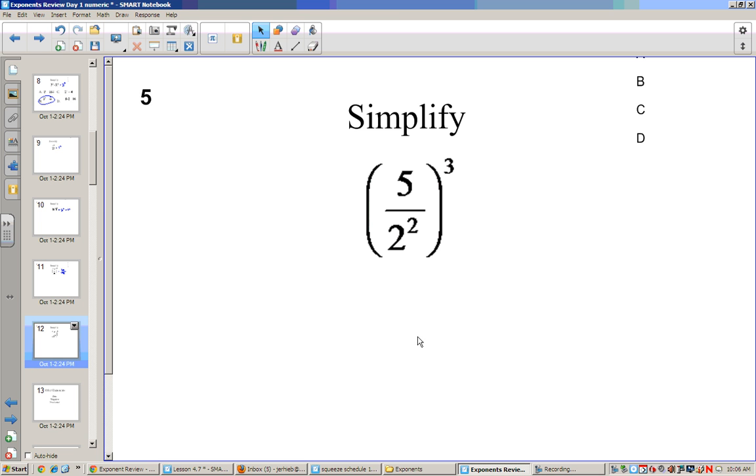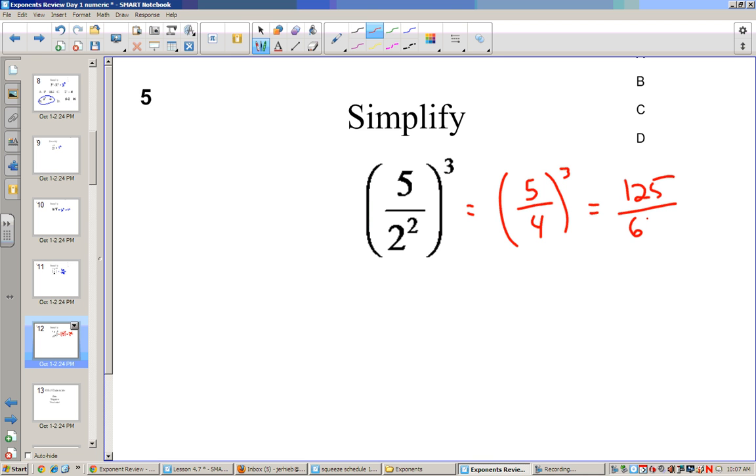This one, pause the video and see if you can do it on your own. Well, if I wanted to simplify it a little further, that's just 5 fourths to the third. 5 to the third is 125. 4 to the third is 64.